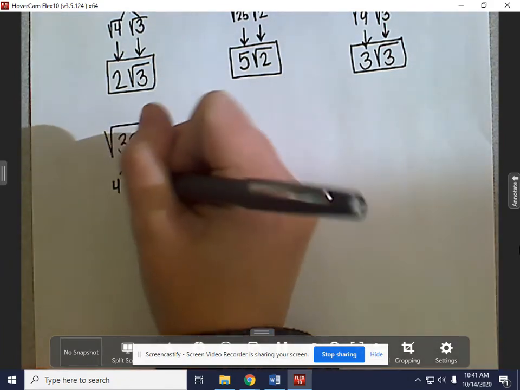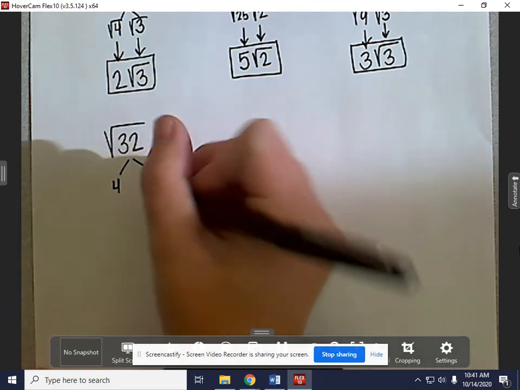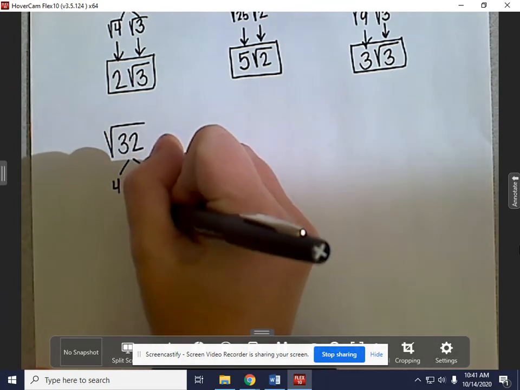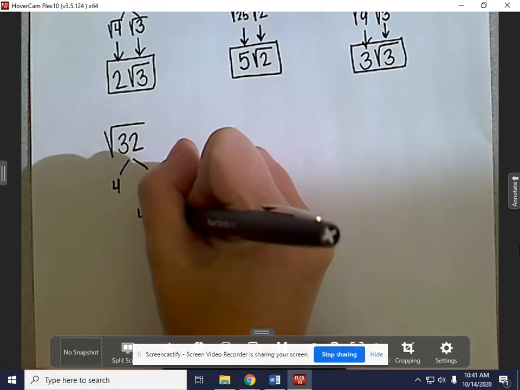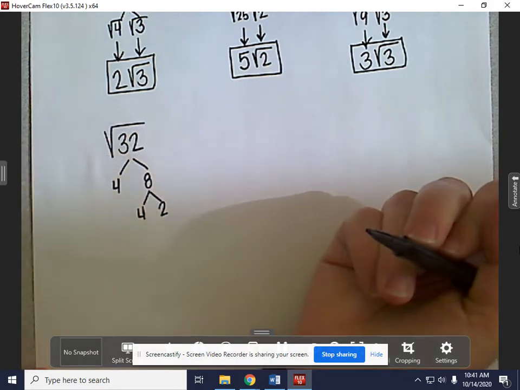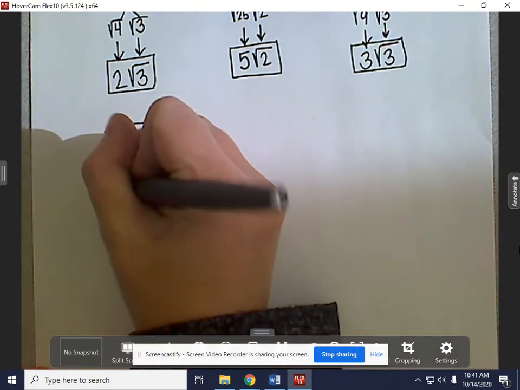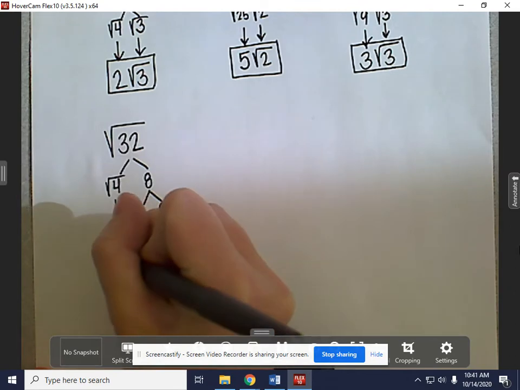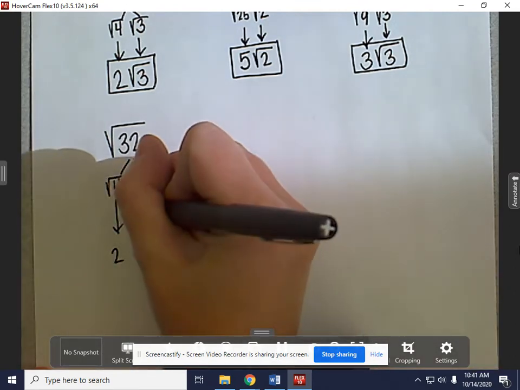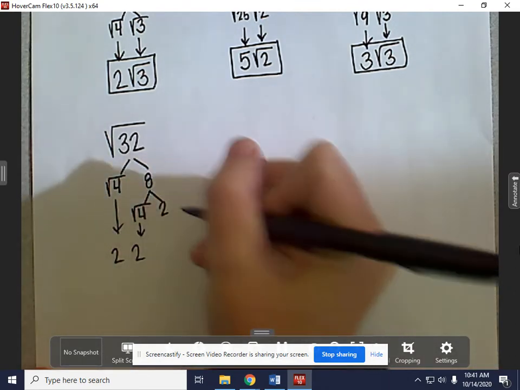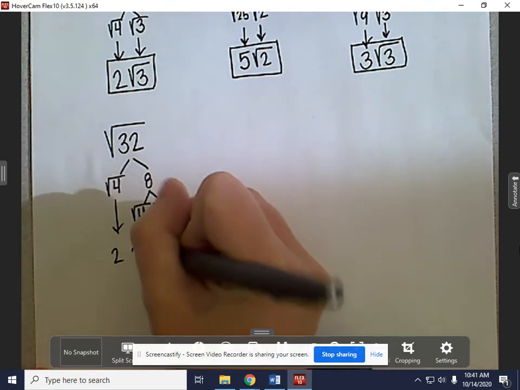But we know the square root of 4. 8, we're saying, okay, I don't know the square root of 8, but that's also divisible by 4. If you had noticed, actually, the square root of 32 is divisible by 16, so you want to try to choose the highest perfect square. So if I were to simplify this, I say, okay, the square root of 4 is 2. The square root of 4 is also 2. And then we have the square root of 2.